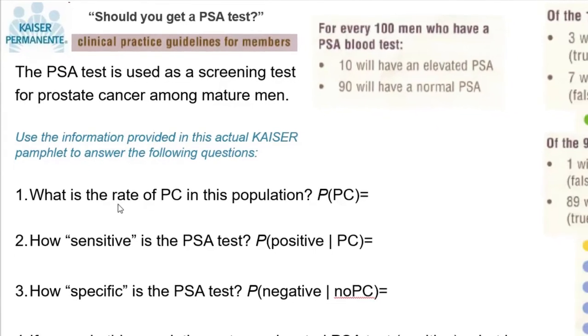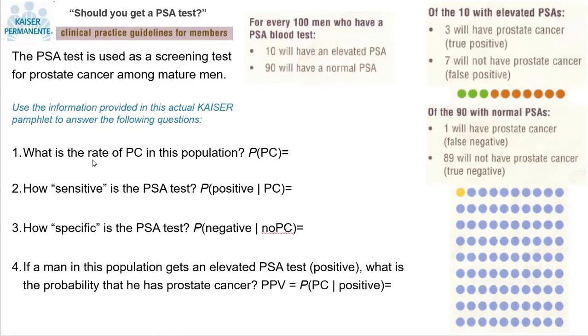The test results are further broken down into the combinations of positive and negative test and prostate cancer versus no prostate cancer. We can use the information from this model sample space to calculate a number of probabilities within this target population. First of all, what is the rate of prostate cancer in this population? This is the percent of men with prostate cancer in this entire sample space. So this is a general probability.